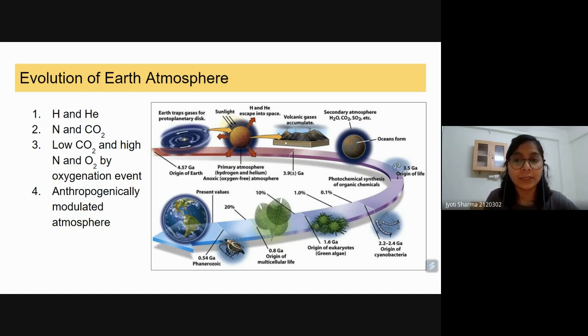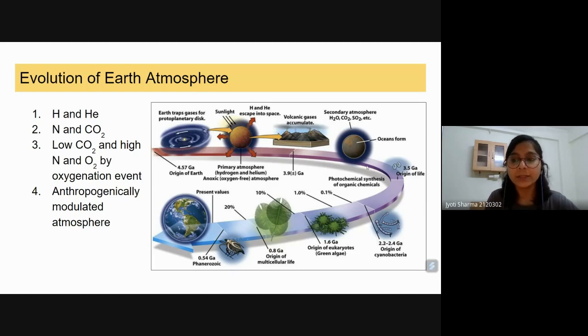What happened next? Within the Earth, degassing happened. What is degassing? Degassing means the release of gases or chemicals from the Earth itself. For example, we had volcanic eruptions, and during the eruptions sulfur dioxide, carbon dioxide, and water vapor were released from within the Earth. So the gases in the secondary atmosphere were water vapor, CO2, SO2, etc. And at that time, because we had water vapor and some cooling was happening, oceans formed. So this was the secondary atmosphere.